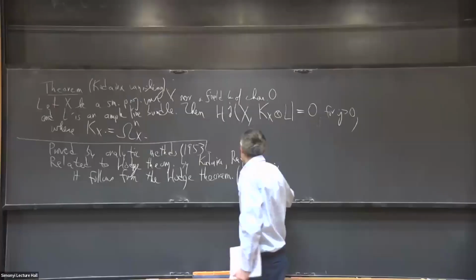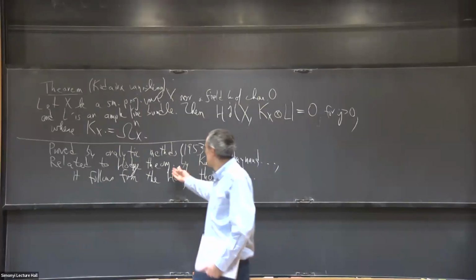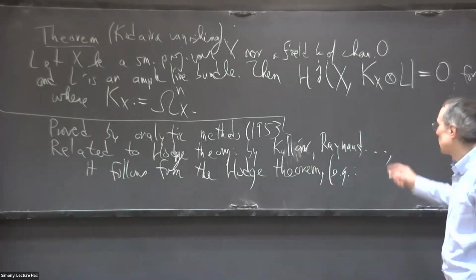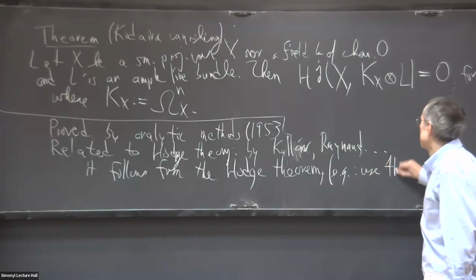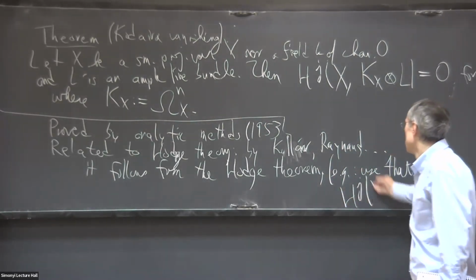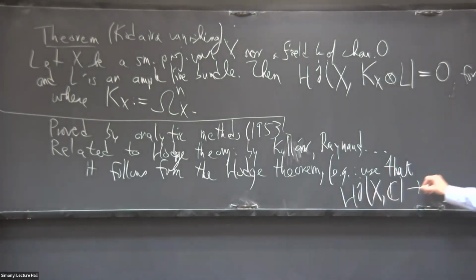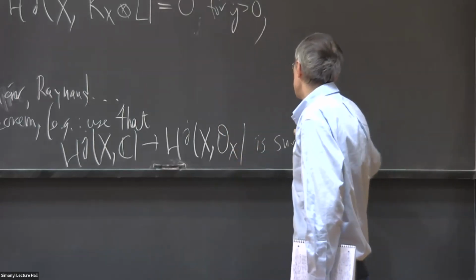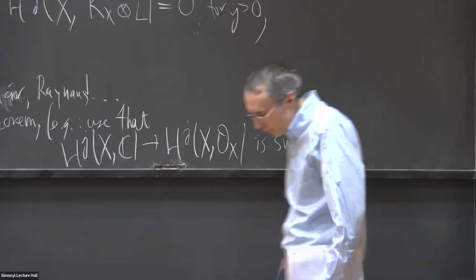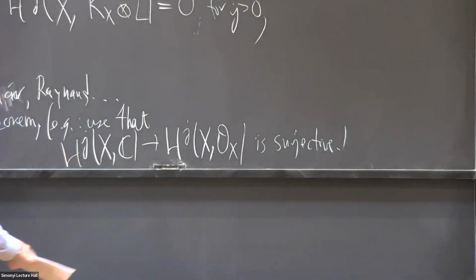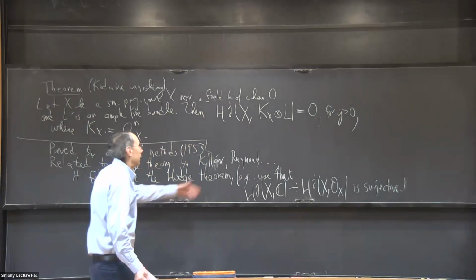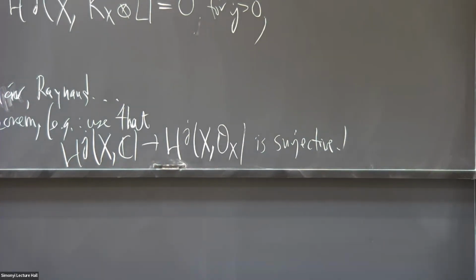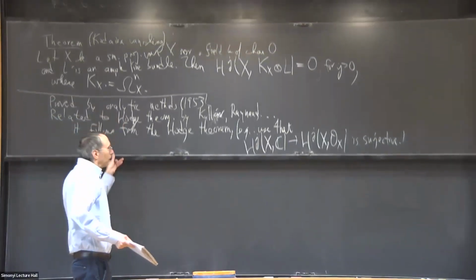In Kollár's version, the fact you use is that the map from cohomology with complex coefficients, a topological invariant, to cohomology with coefficients in the structure sheaf O_X is surjective. That's a typical consequence of the Hodge decomposition theorem. He showed that this coherent cohomology group is controlled by topology, and that was enough to apply Kodaira vanishing.